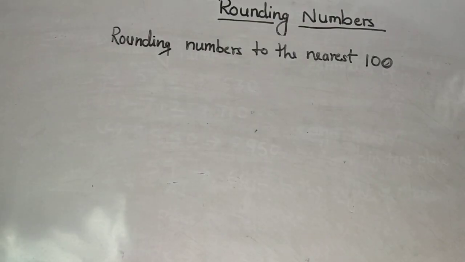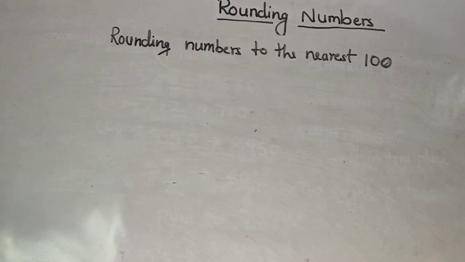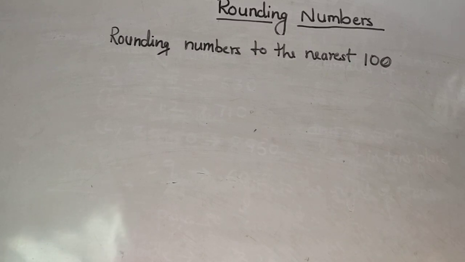Now let us learn rounding the numbers to the nearest 100. Step 1. Look at the digit to the right of the 100 place. If the digit is 5 or more than 5, then add 1 to the 100 place. Then the second step, change all the digits to the right of 100 place to 0.